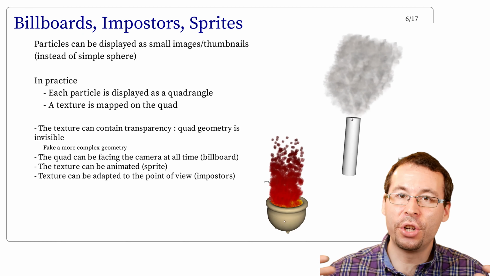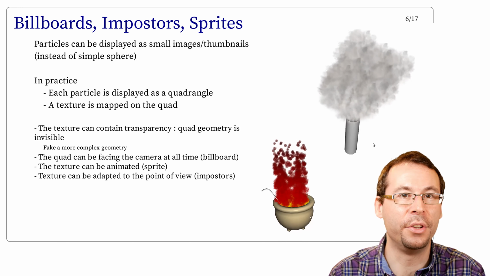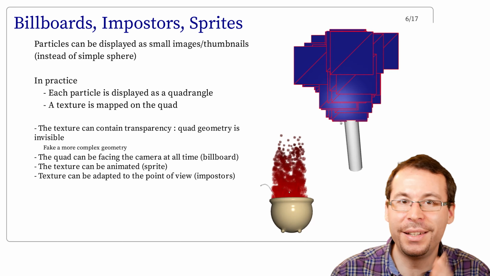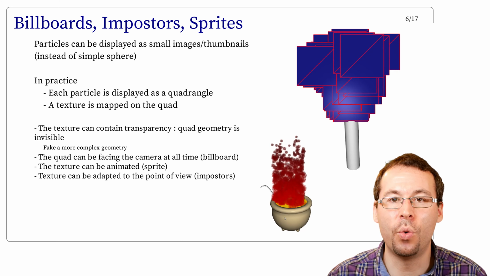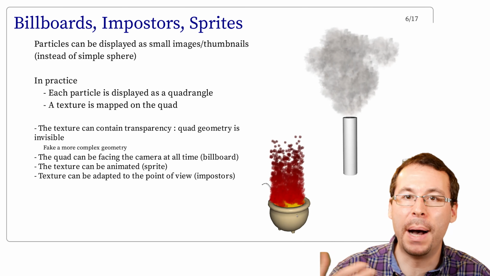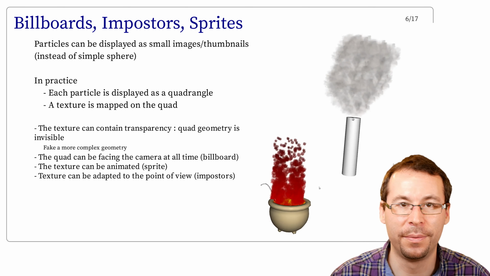So far we only show results where the particles are displayed as spheres, but we can use small images instead. So in practice, it means that the particle is associated to a geometrical quadrangle. It's made by two triangles. And then we map an image as a texture on the quadrangle of the particle.